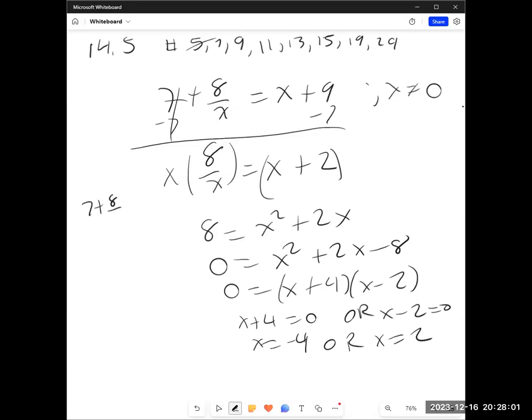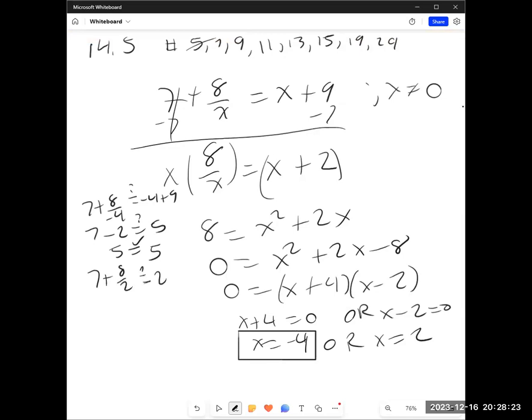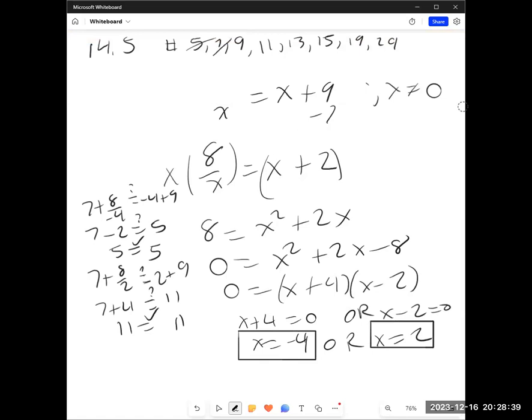7 plus 8 over negative 4, is that equal to negative 4 plus 9? 7 minus 2, is that 5? 5 is equal to 5. So that's a good answer. And then 7 plus 8 over 2, is that equal to 2 plus 9? 7 plus 4, is that equal to 11? 11 is equal to 11. So that's also a good answer. All right, doing good so far. No extraneous solutions yet.